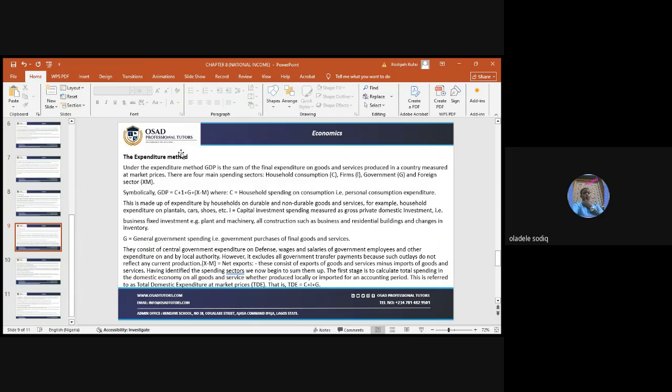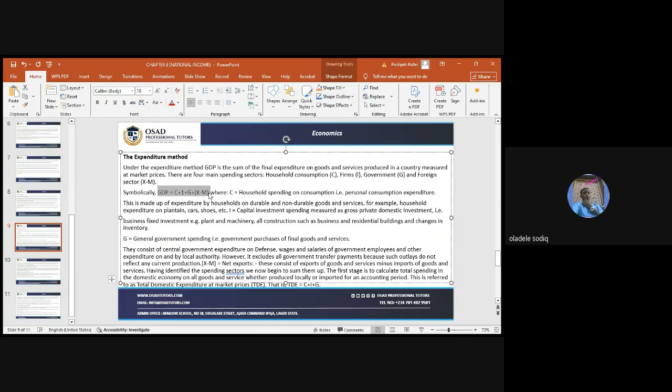Under this expenditure method, there are four things you need to know. The first one is household consumption, represented as C. So whenever you see C, you're talking about household consumption. We also have firms, represented as I. Then we have government, represented as G. And we have the foreign sector, which is X minus M. X represents export, while M represents import. So the formula for calculating national income using the expenditure method is here.